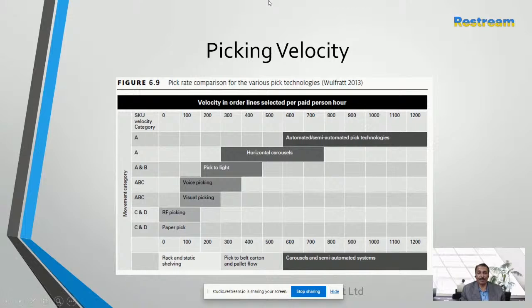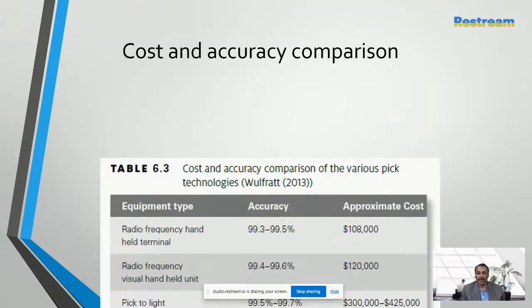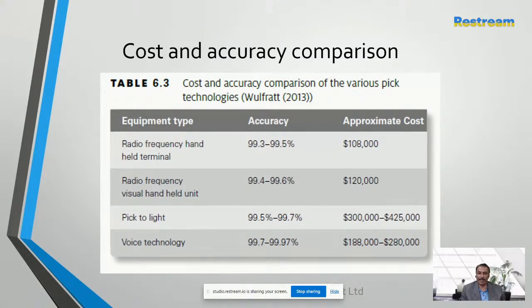But I have seen in many of the organizations still we do a manual picking method, which may not be appropriate. Okay. Cost and accuracy comparison, you can see here. If you want to spend in radio frequency and terminal, of course all these are approximate cost. You cannot take this as a final quote. You have to discuss with the vendor, take the estimated price, because cost of each requirement can be different. But for you to note, the accuracy level is important.